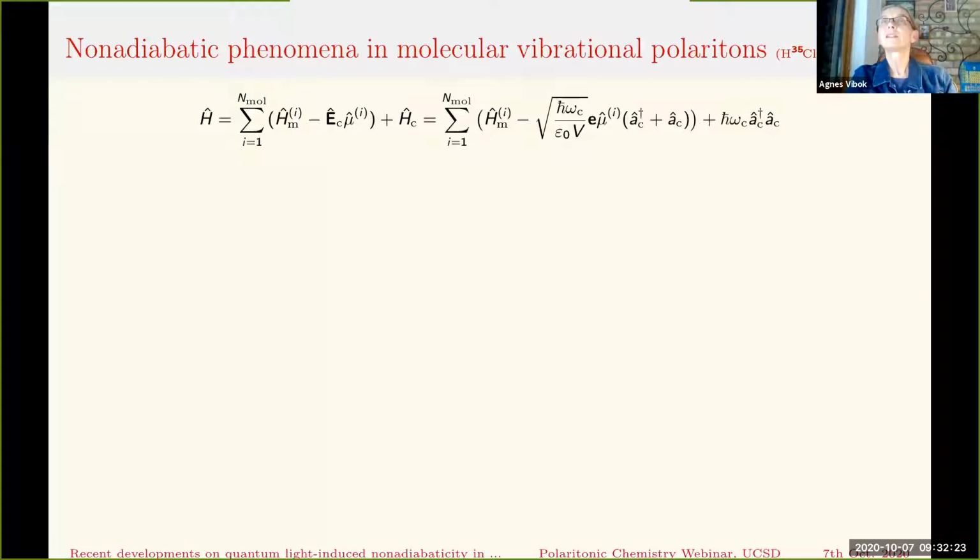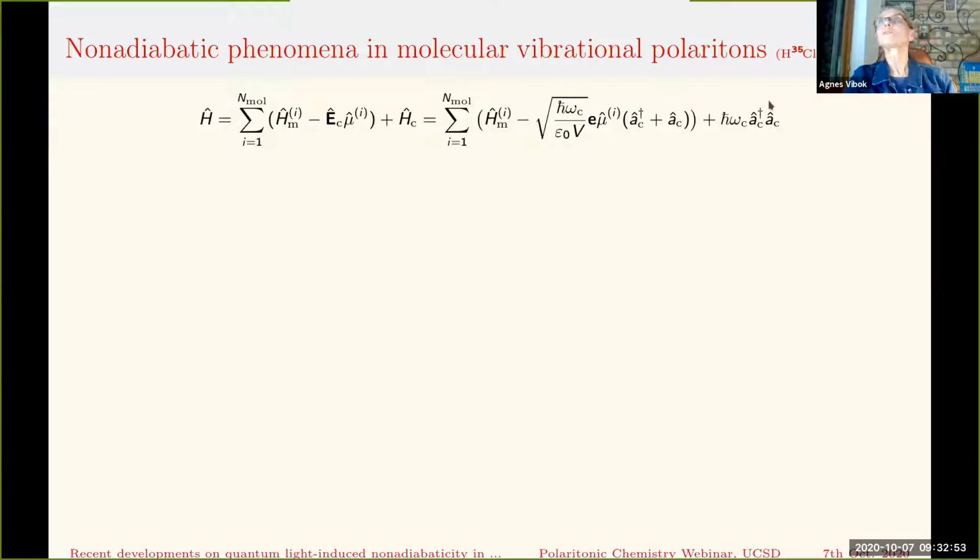So at this point, I would like to show our recent results, which haven't been published yet. So far we always coupled two electronic states in the cavity, and now we changed a little: we have only one electronic state, and we try to couple two vibrational states within one electronic state, and then study the nonadiabatic phenomena in molecular vibrational polaritons.